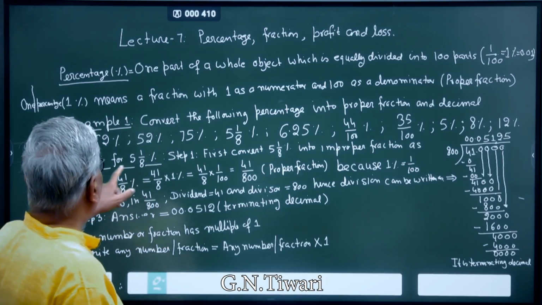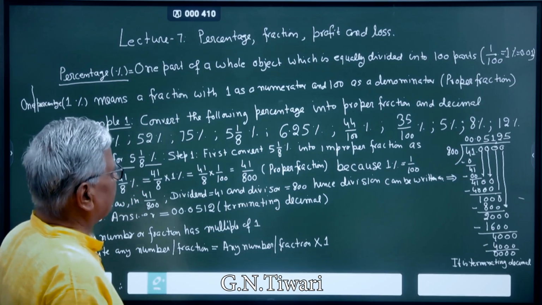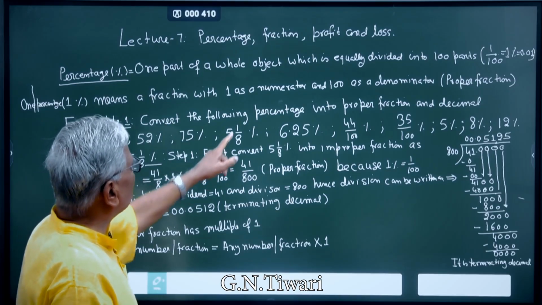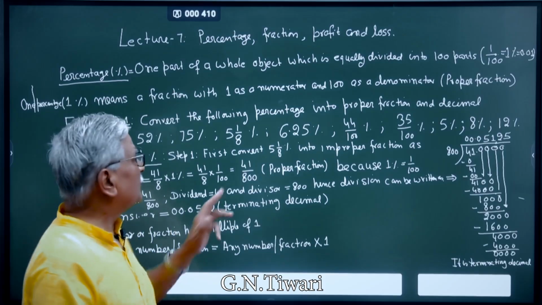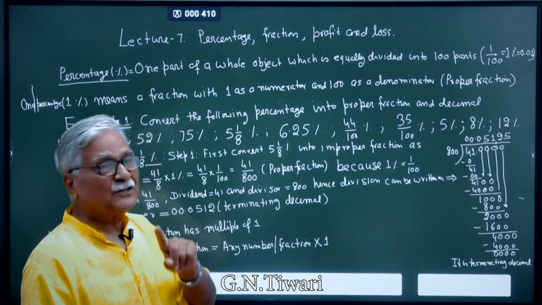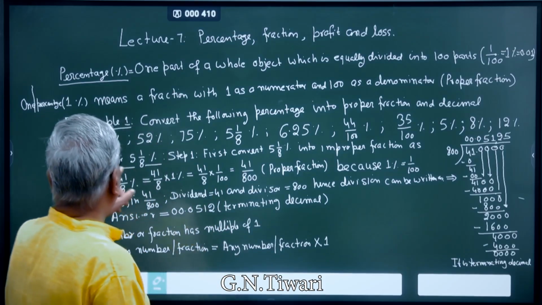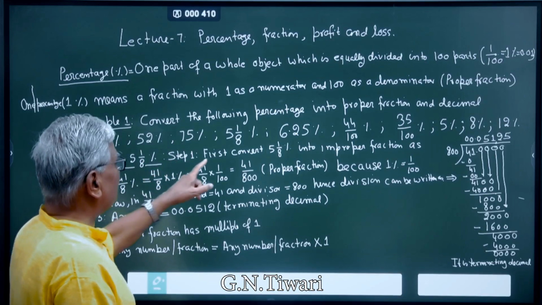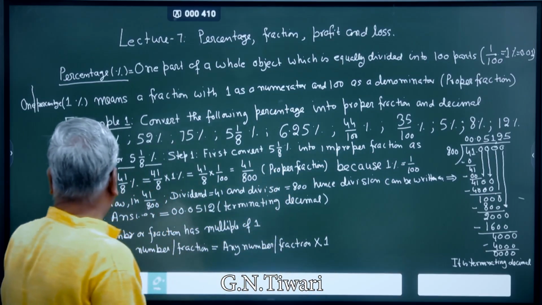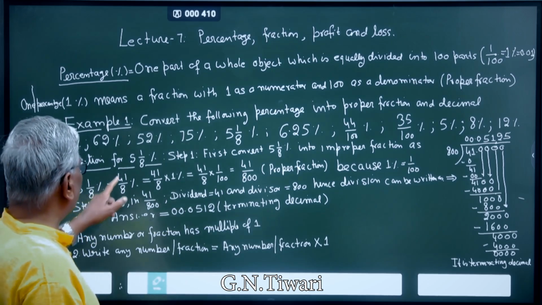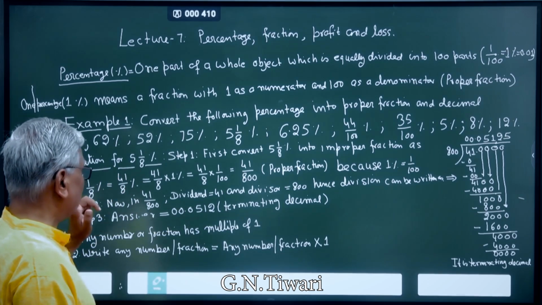I have given examples to convert many percentages, 100%, 62%, all these things. But I am going to take only one case to show how percentage is calculated. Just say 5 and 1 by 8. It is a mixed fraction. So the mixed fraction should be converted into an improper fraction. Step 1, first convert this into an improper fraction.